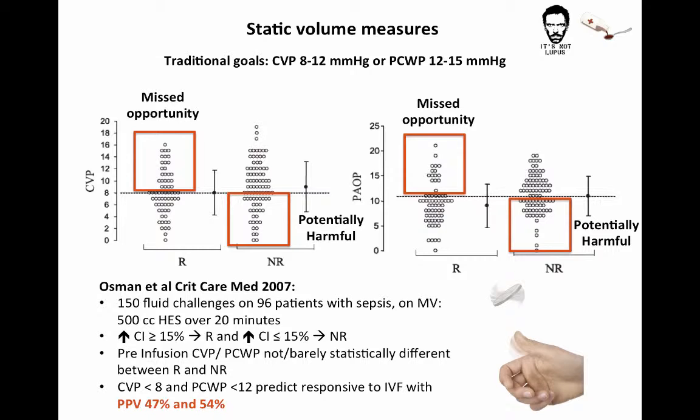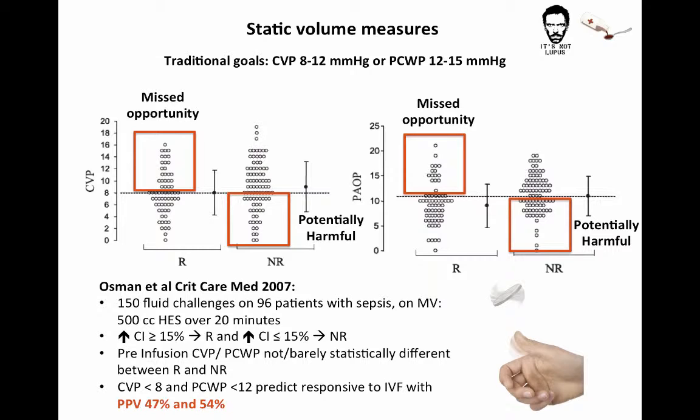For static measurements, such as the central venous pressure, I'll be briefly discussing the study shown here, which was conducted on mechanically intubated patients with sepsis. In the study, a pre-infusion CVP, or pulmonary artery occlusion pressure, was measured. 500 cc's of a colloid called hydroxyethyl starch was administered, and the patients were observed for an increase in cardiac index by 15% to be classified as responders, R, versus non-responders, NR.